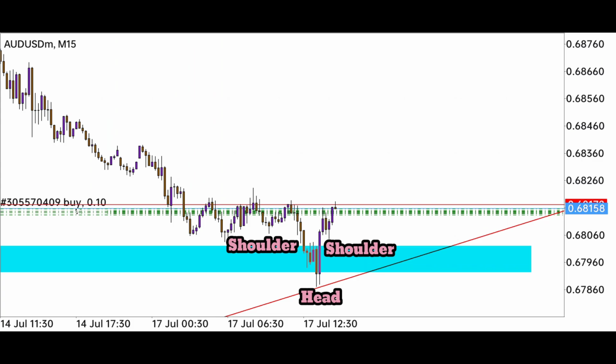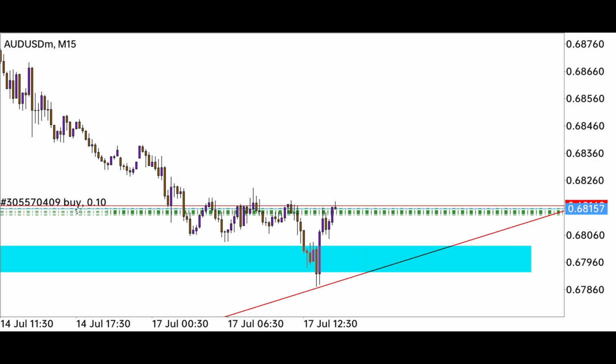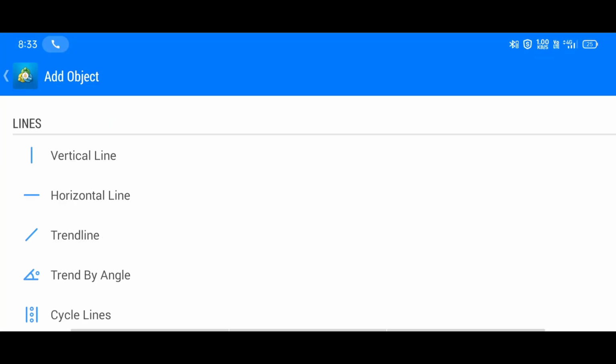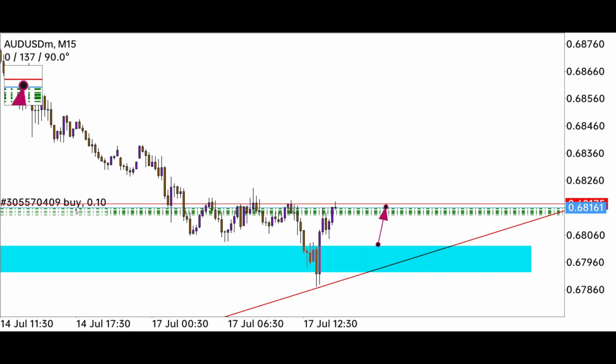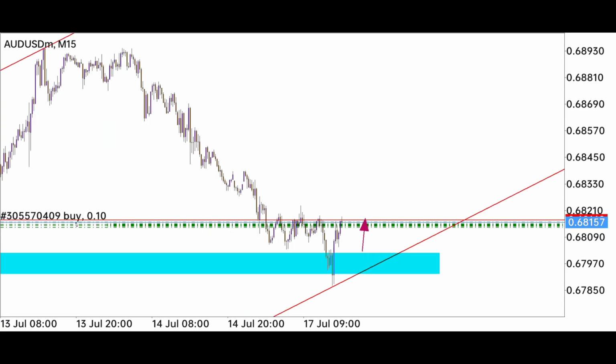Here the market has created a head and shoulders pattern at the same level, which is a strong reversal pattern. Such patterns are always seen near the trend line and support resistance level, which gives good signals of market reversal. Earlier the market was moving in a downtrend. Now we can again see an uptrend move. Guys, our analysis work is complete.